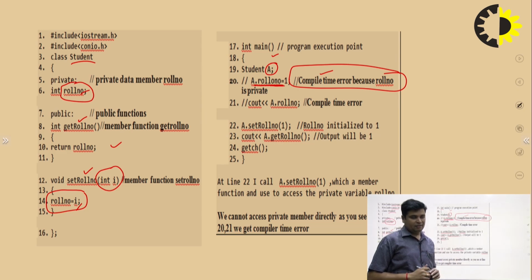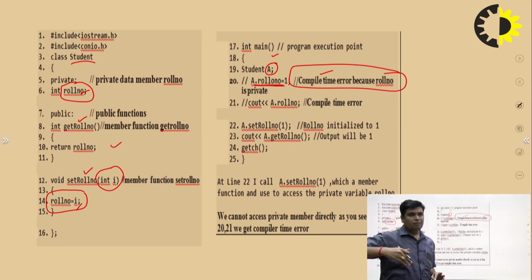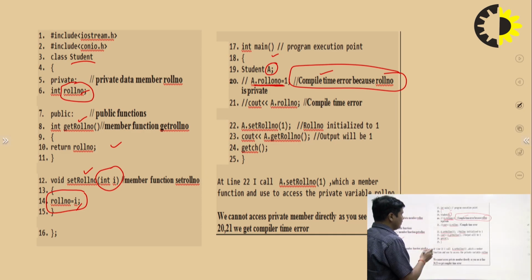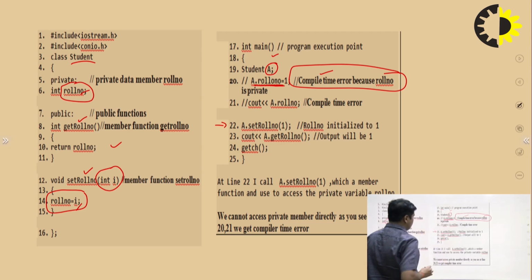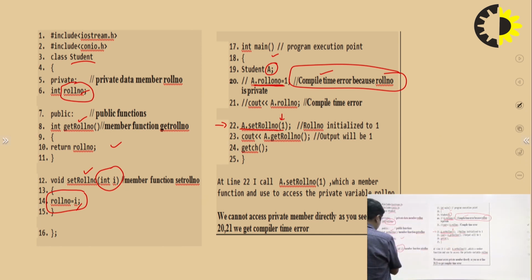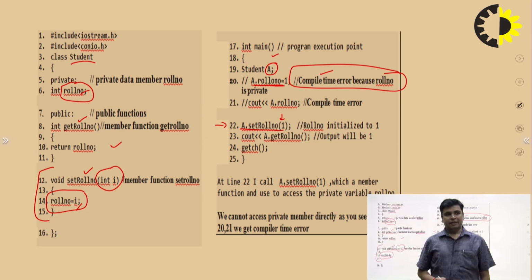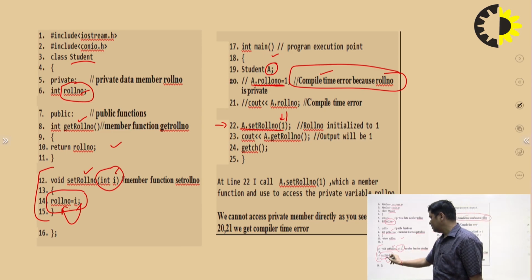Directly we cannot access, but with the help of the member function we can access. So we access the private members indirectly, not directly. That's why you will see here, at line 22, I am going to call the method set roll number with the value 1. Immediately this piece of code will be executed, and this value 1 will be transferred to I, and I will move this value to this roll number.